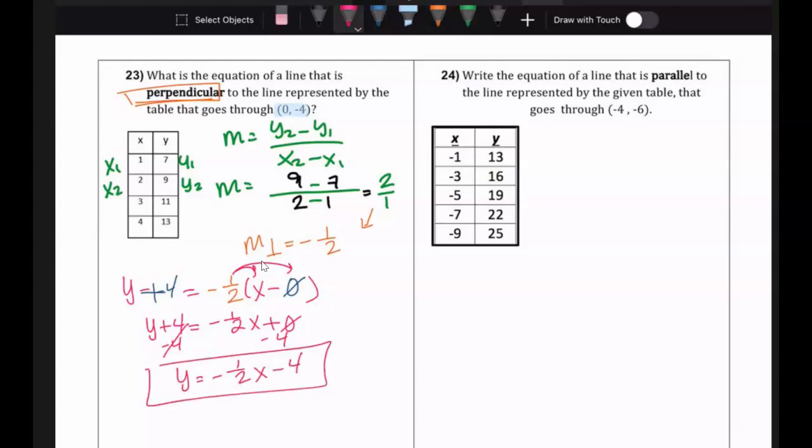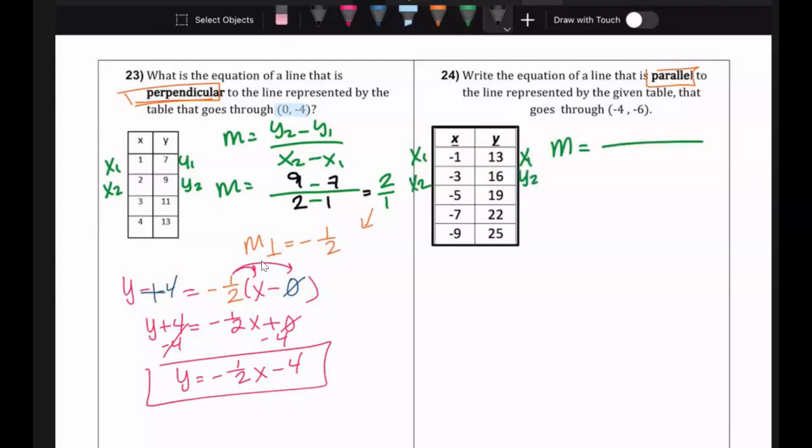For the next problem, be careful, read it. These were kind of mixed up. Usually you're used to seeing all the parallel problems together and all the perpendicular problems together. Read your problems carefully. This one's parallel, so we will not have to flip and switch. So we'll start the same way we started the previous problem, in that we want to find our slope.